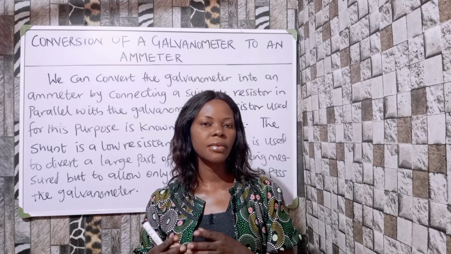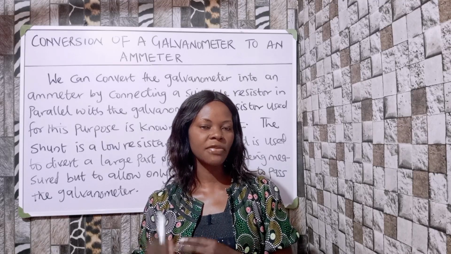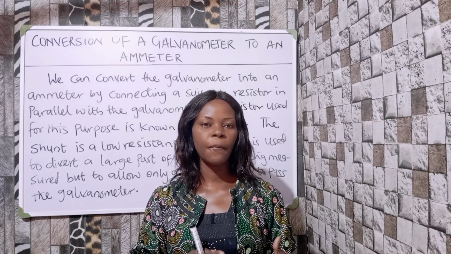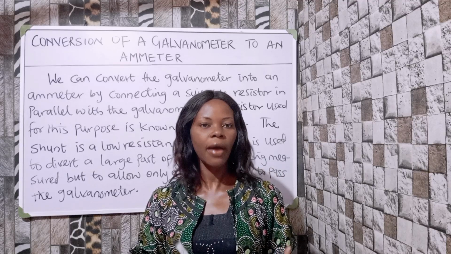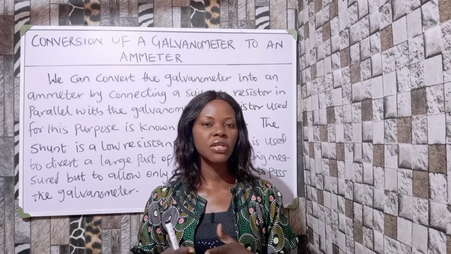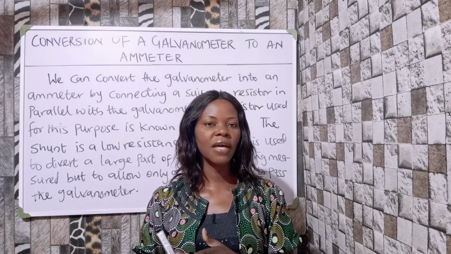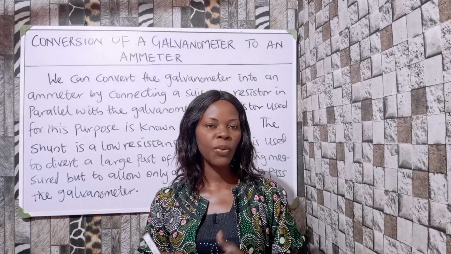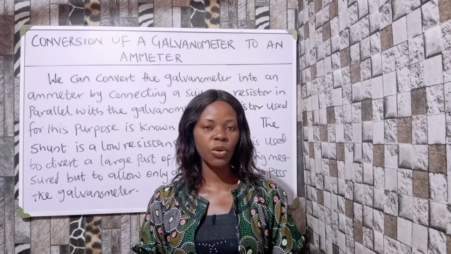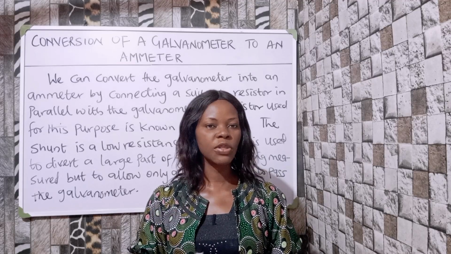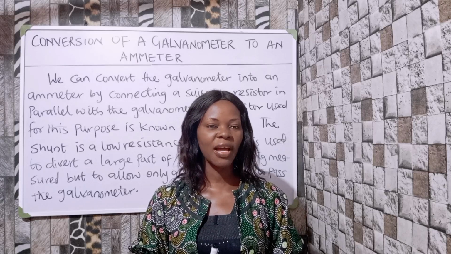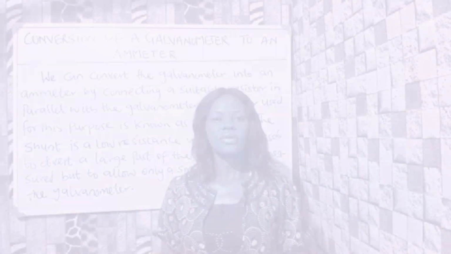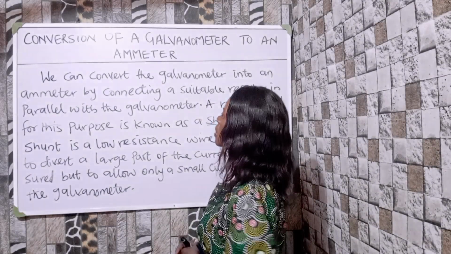How can this galvanometer that measures in milliamperes, very minute current, start measuring a whole number? For example, 10 amperes, 5 amperes. Okay, we want to see a situation whereby we can use a galvanometer to measure a high current, knowing fully well that it is made for a very small current. So I want you to watch this video to the end so that you can understand how we can use galvanometer to measure current. So let's look at what we have on the board.